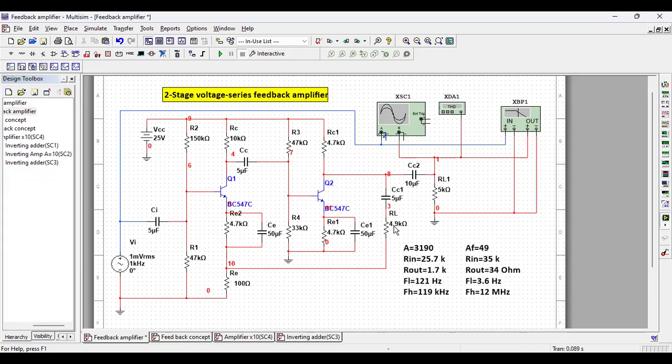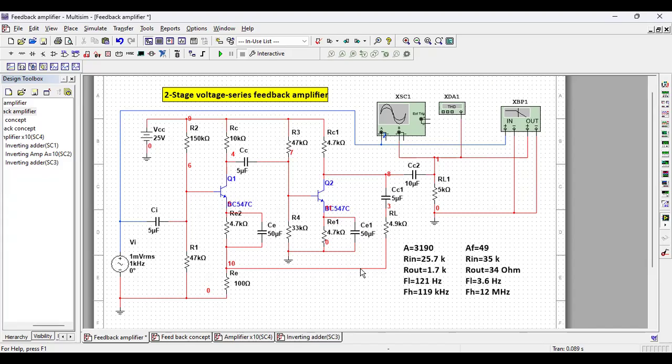Now see, this is 4.9K and this is 100 ohm, and total 5,000. So 5,000 by 100 means 50. That means beta, or the feedback factor in this circuit, is 1 by 50. This is a theoretical calculation. But when we actually test this, we shall see it is not exactly 50, maybe 49, because all these components in this circuit have their tolerances.